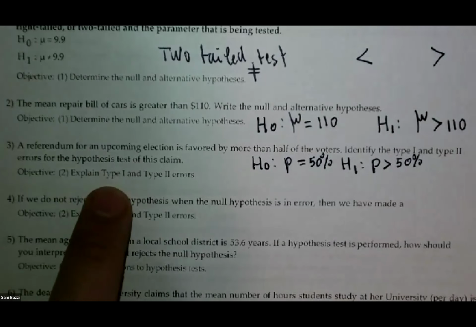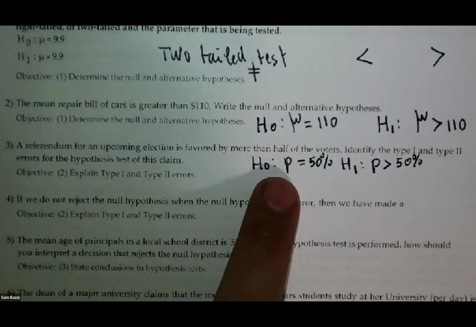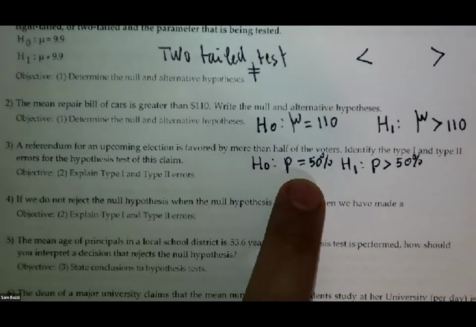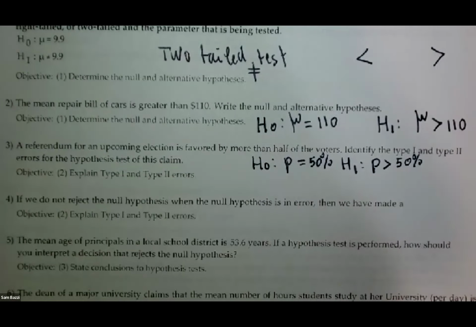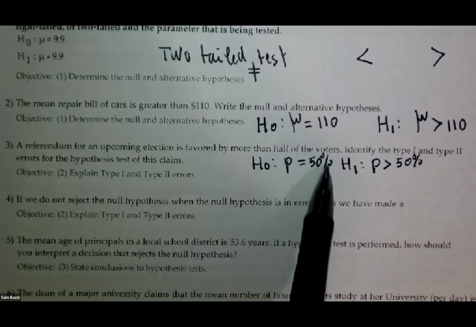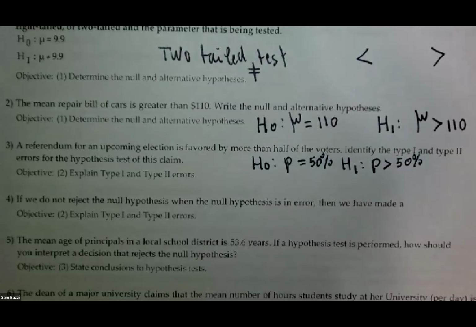What is type 1 error, guys? Type 1 error means you reject the null hypothesis when it is true. That means the null hypothesis is true, but you end up rejecting it in favor of H1. So that would be a type 1 error when you make this mistake. What is type 2 error, guys? Type 2 error is when you fail to reject the null hypothesis when it is false.